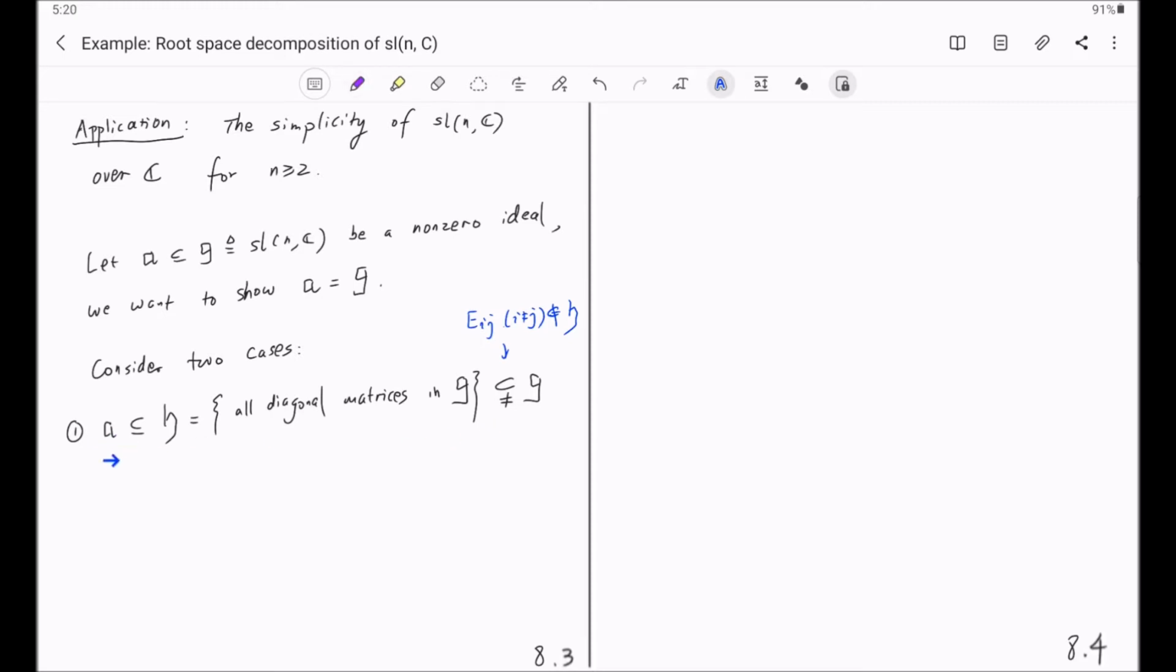Under this situation, since we assumed that A is non-zero at the beginning, A is also properly contained in G. We expect a contradiction. So the goal is the following. We want to get a contradiction to the ideal A being not equal to 0. Now let's see how to find this contradiction. Let H be a non-zero element in A, which is contained in this H.